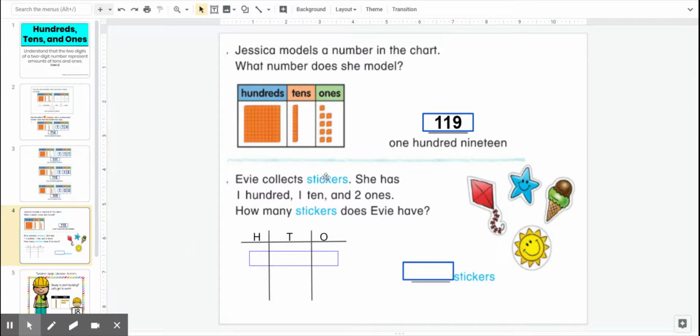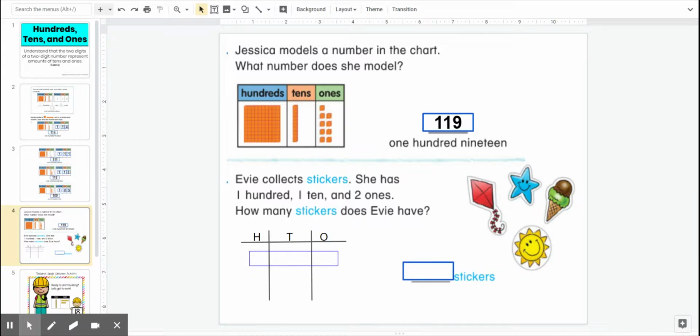All right, look at this word problem. It says Evie collects stickers. She has 100, 10, and 2 ones. How many stickers does Evie have? Now, the book didn't give me any columns, so I drew one out real fast. That's a skill we learned in school, to draw our chart if we need to.